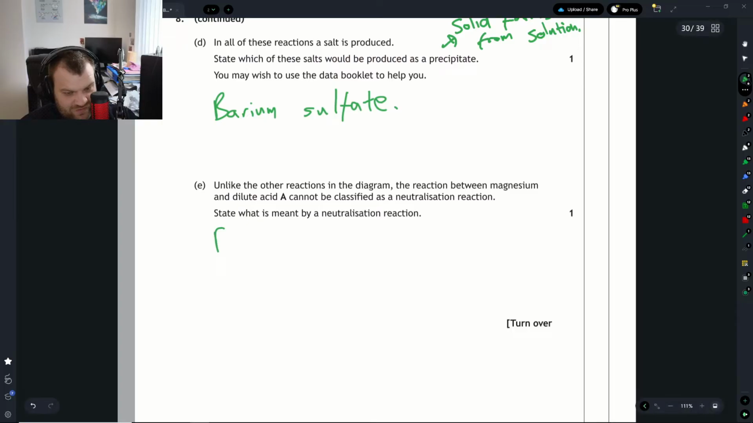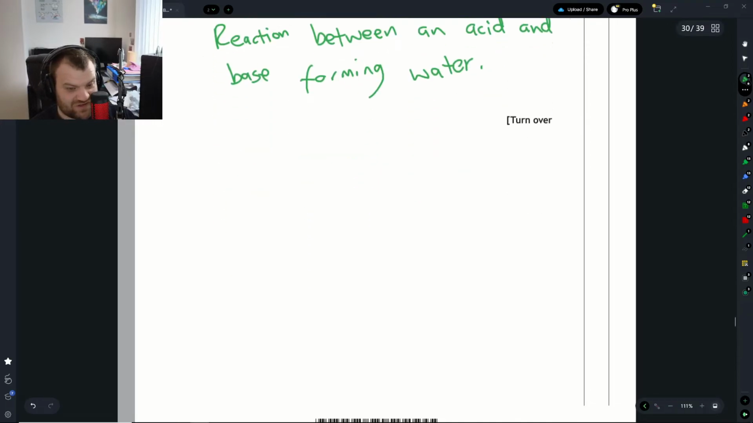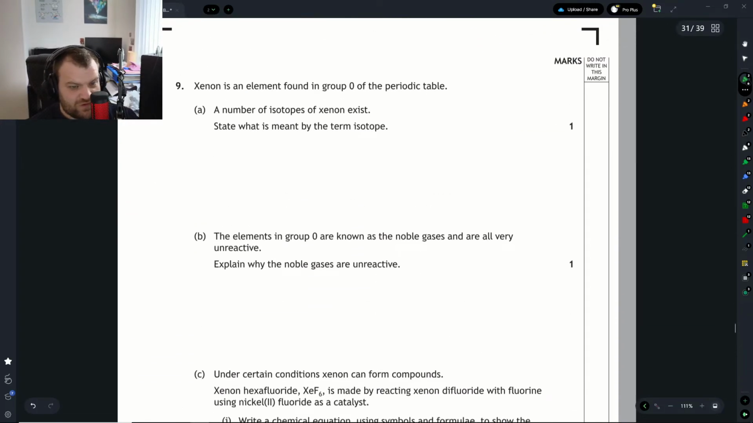My definition of neutralization is the reaction between acid and base forming water. That's just the definition that you need to be aware of. Talking about isotopes, isotopes have another definition. You have atoms with the same atomic number, different mass number.